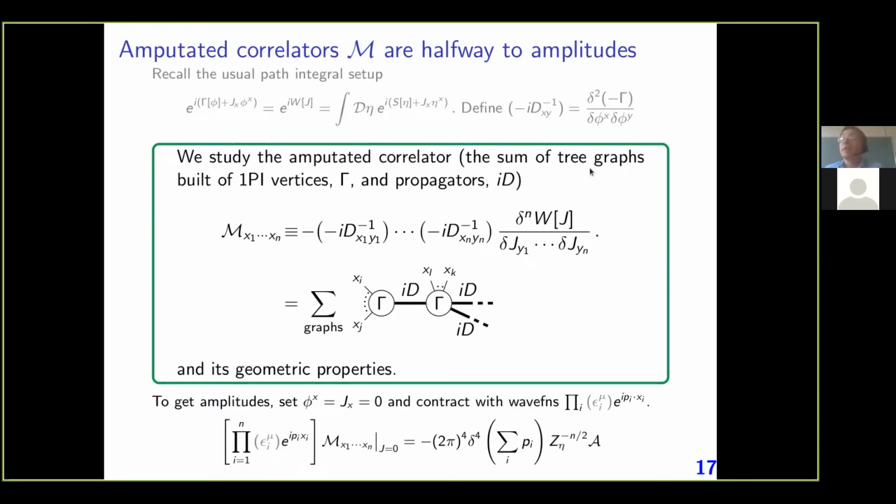Okay, so the quantity that we're studying is the amputated correlator, which is just the nth derivative of w. But on each leg, you add an inverse propagator to remove the pole on that leg. So this amputated correlator is just going to be the sum of all ways of attaching these amputated legs into tree graphs built out of vertices of the effective action gamma and propagators id.